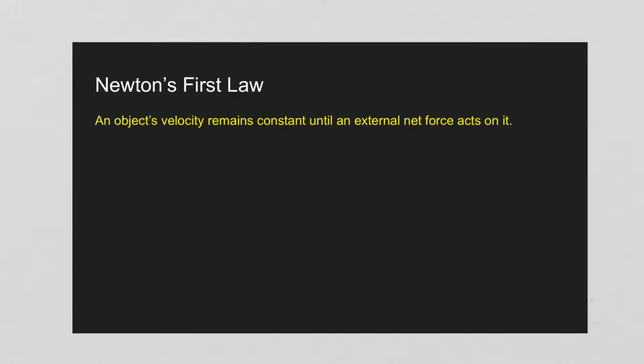Newton's first law just says that an object's velocity remains constant until an external force acts on it. This word external is very, very important. It also sets up the law of inertia, where inertia is a resistance to changes in acceleration, or F equals ma. I like to think of inertia as an object's tendency to keep on keeping on.